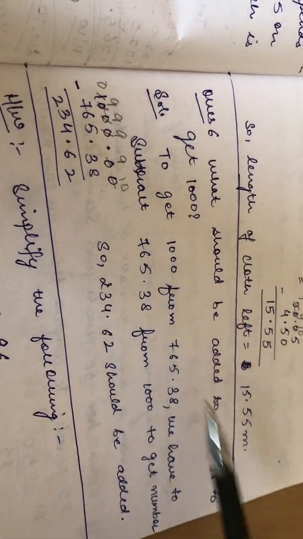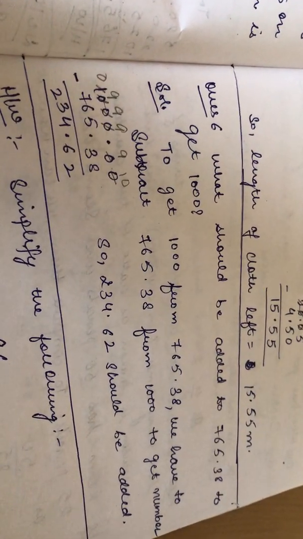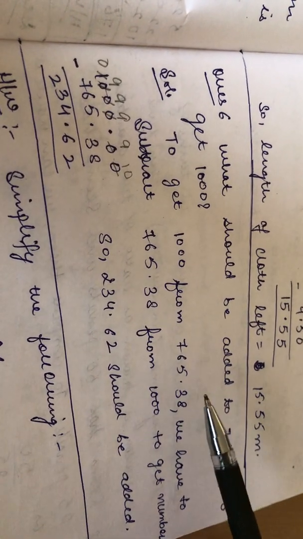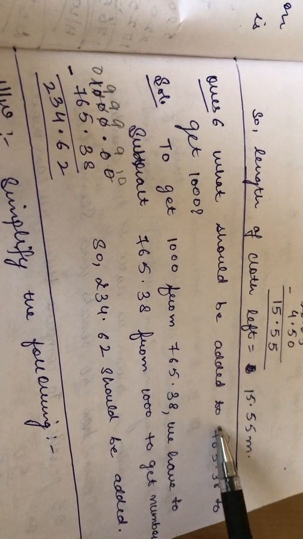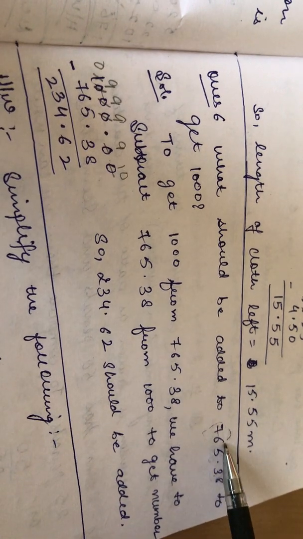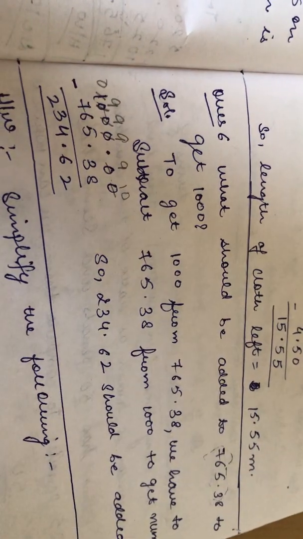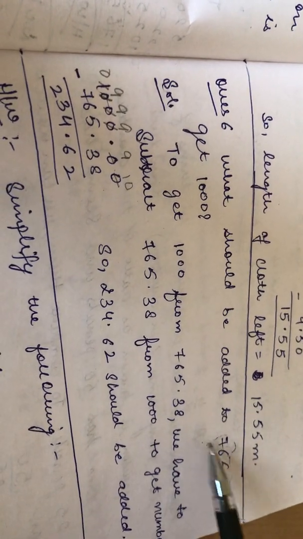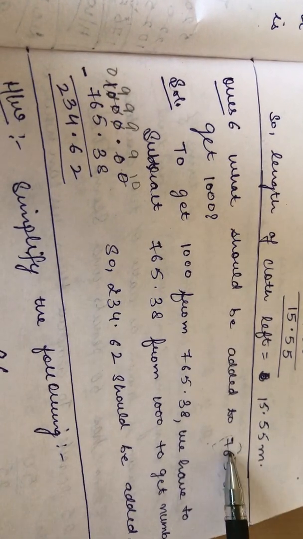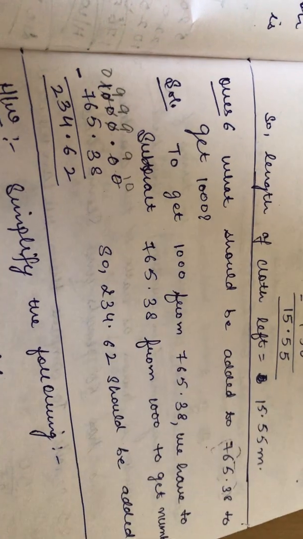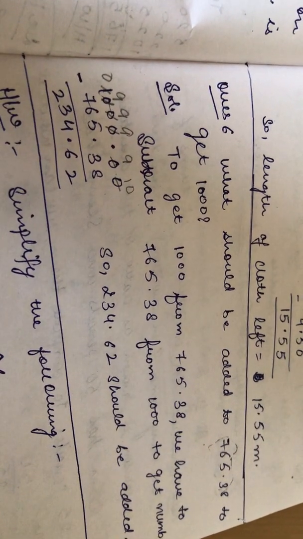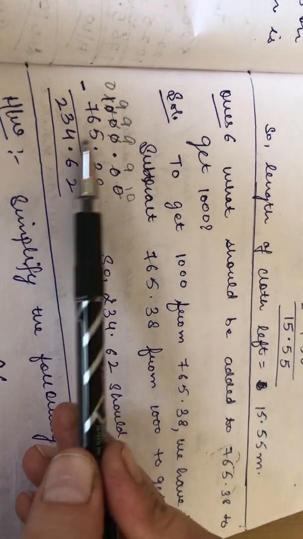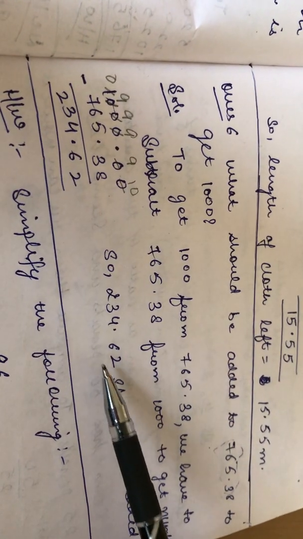Sixth question is, what should be added to 765.38 to get 1000? So added means you have to find a number which, when added to 765.38, we are getting this number. How can we get that? Again, you have already done. To get such a number we have to subtract the smaller number from the larger number. So we are getting 1000 minus 765.38. So here after subtraction what am I getting? 234.62.